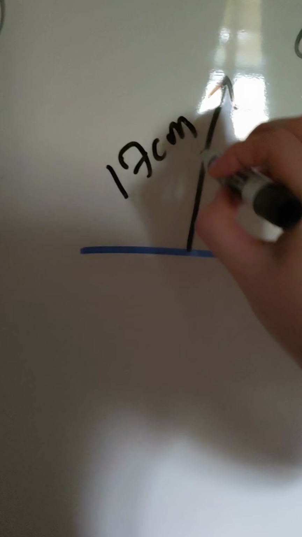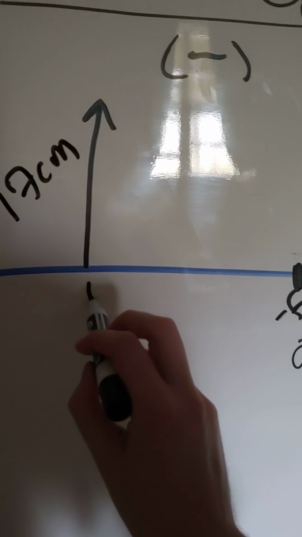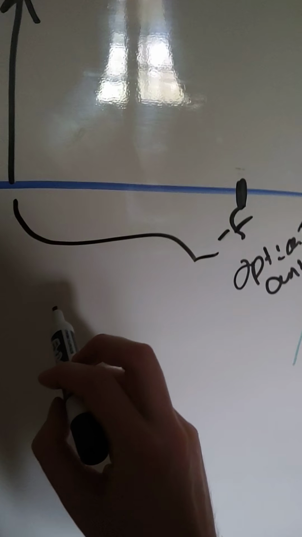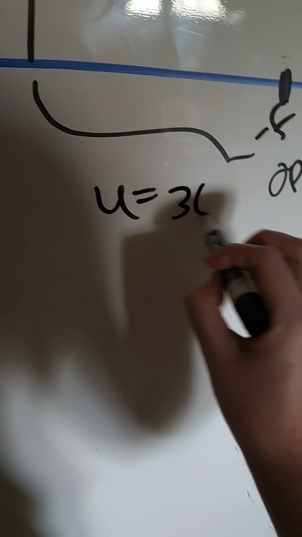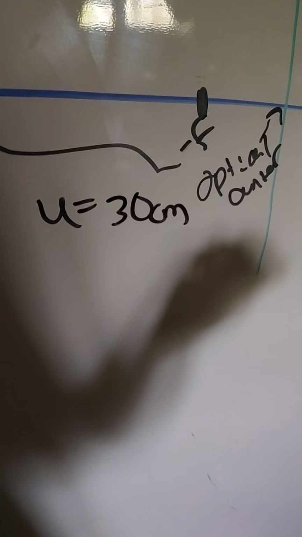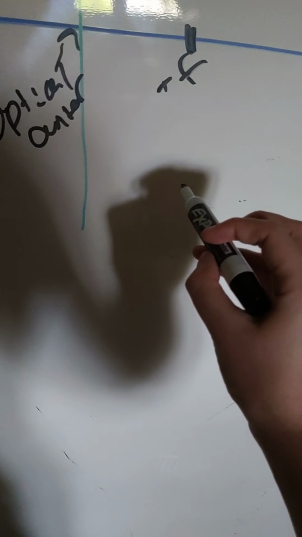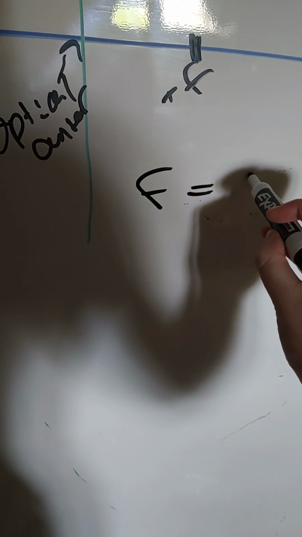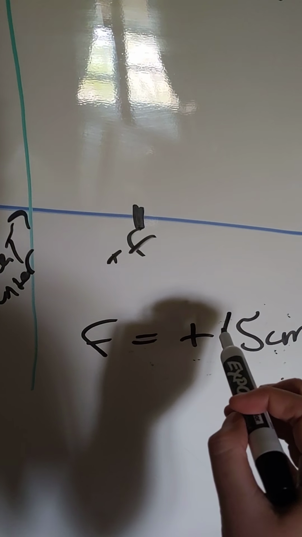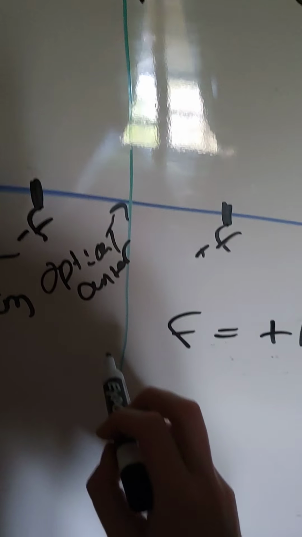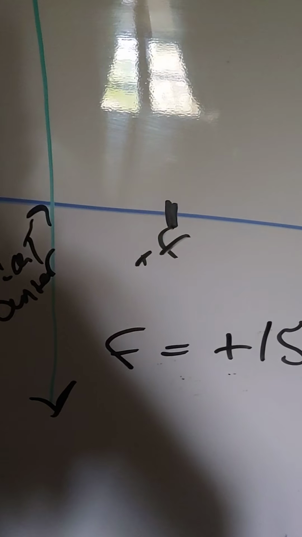Number 3 says that we have a 17 centimeter tall object. I think it said 30 centimeters, so object distance is 30 centimeters in front of the lens, and that the focal length was a positive 15 centimeters. Positive 15 centimeters, which means that the focal length is going to be over here on the right side of the lens. It also means that we're using a plus lens.